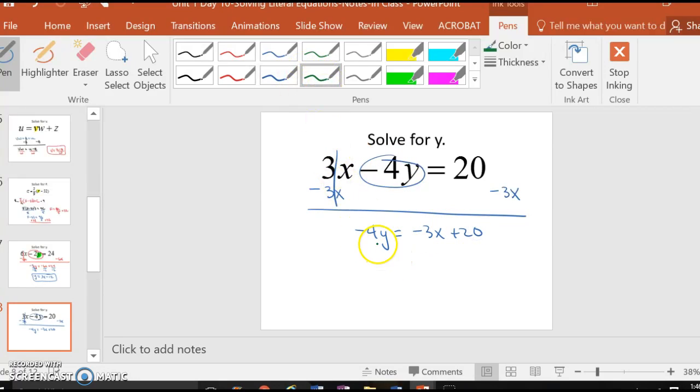How do I get rid of the negative 4? It's linked by multiplication. So I'm going to divide everything by negative 4. And y is equal to a negative divided by a negative. Remember, keep track of your signs. Is a positive 3/4 x. Then 20 divided by negative 4 is negative 5. So we're going to subtract the 5. And we are done.